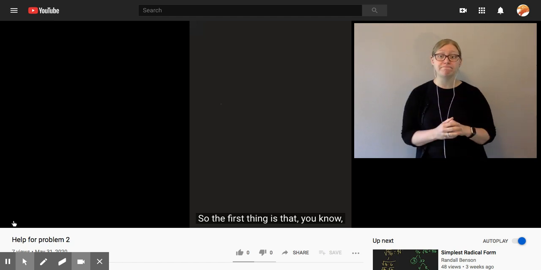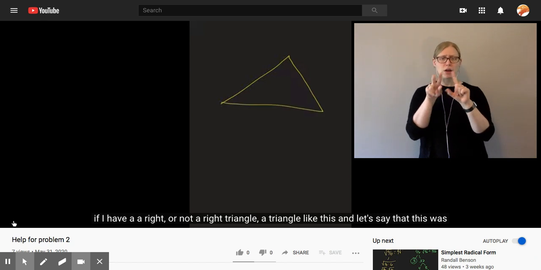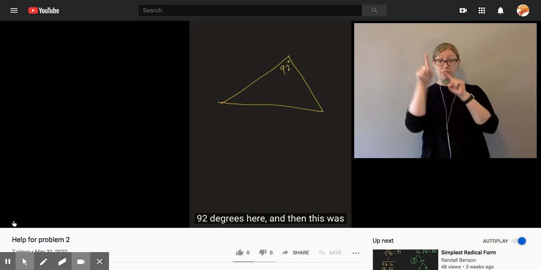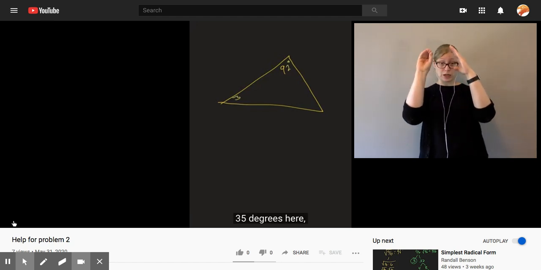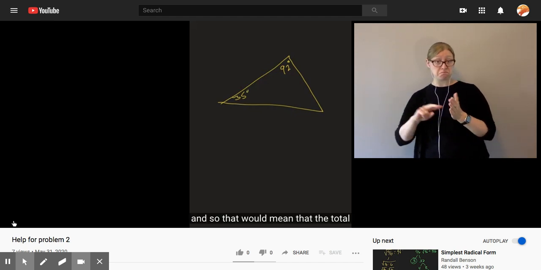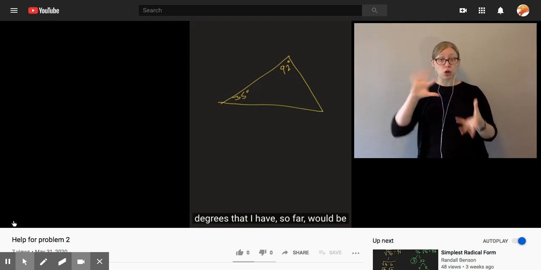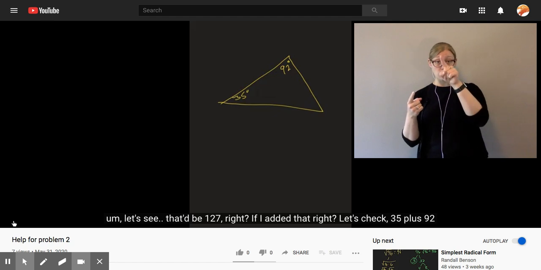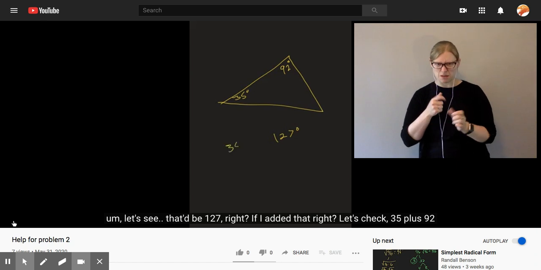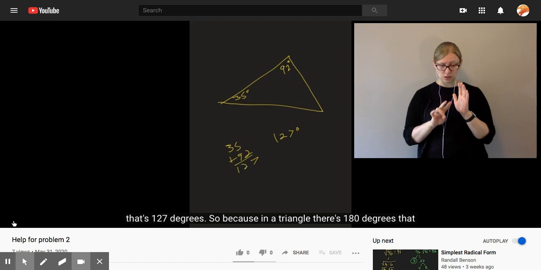So the first thing is, if I have a triangle that is not a right triangle, like this, and let's say this was 92 degrees here, and this was 35 degrees here. That would mean the total degrees I have so far would be, let's see, 127, right? If I added that right, let's check. 35 plus 92, that's 127 degrees.